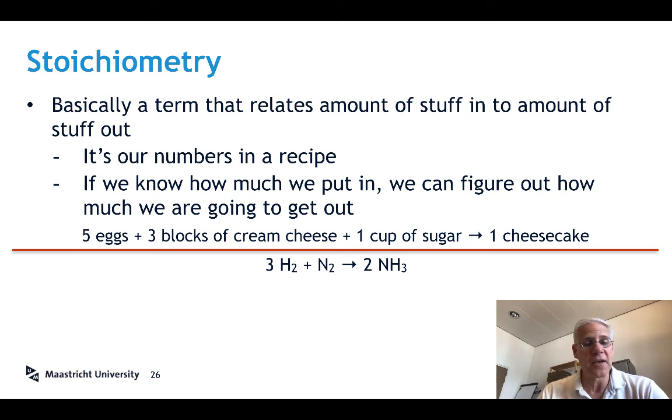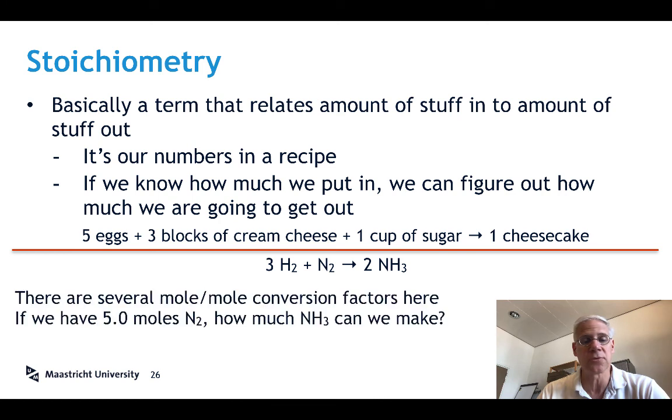So if you take 5 eggs and 3 blocks of cream cheese and a cup of sugar, that should give you a filling for 1 cheesecake. If I wanted enough filling for 2 cheesecakes, I would just need to multiply everything by 2 in my reactants. I don't need to change my balanced reaction. I just need to know how to get those relations between them. Well, the same thing goes for a regular chemical reaction. Down below we have the chemical reaction for the formation of ammonia. So we have 3H2 plus N2 going to 2NH3.